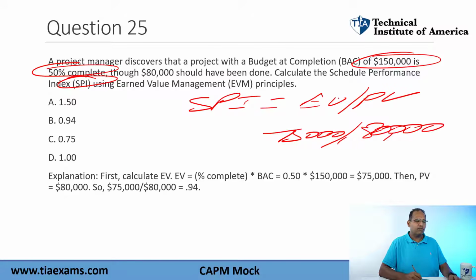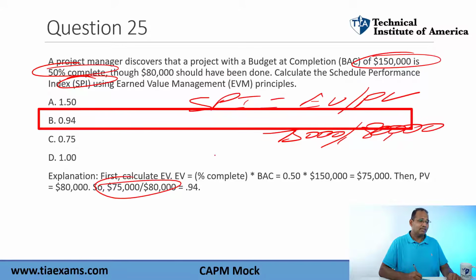So 75,000 divided by 80,000 is going to give us 0.94. I think it's like 0.9375, something like that. But it's basically 0.94 if you round it. Okay, once again, make sure to know your EVM formulas for your exam.